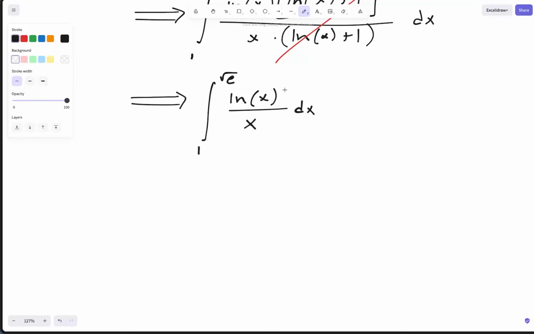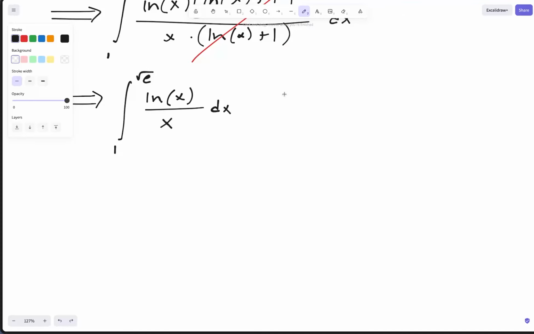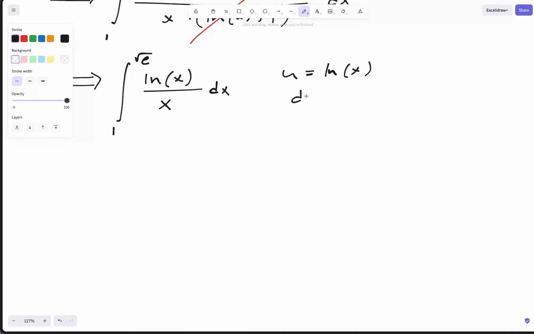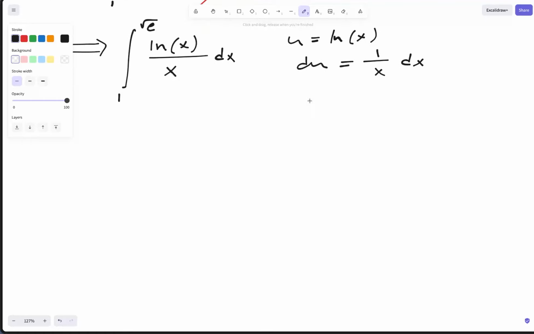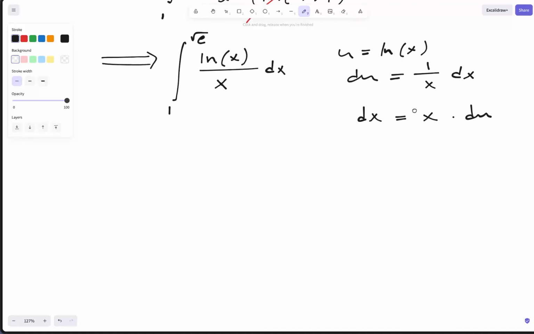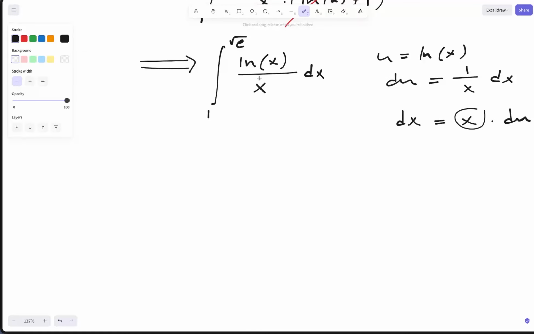And I noticed that if I take u to be the natural log of x, right, u equals natural log of x, then when you take the differential of both sides, dx is actually going to be equal to x times du, and that x is going to cancel out the x in our denominator. So we're going to go ahead and perform the substitution, and we're actually going to have to convert the bounds as well, so we'll be careful about that.